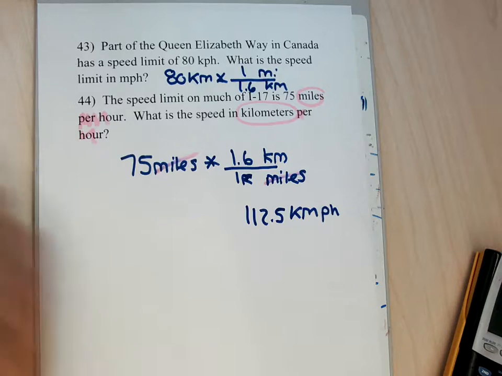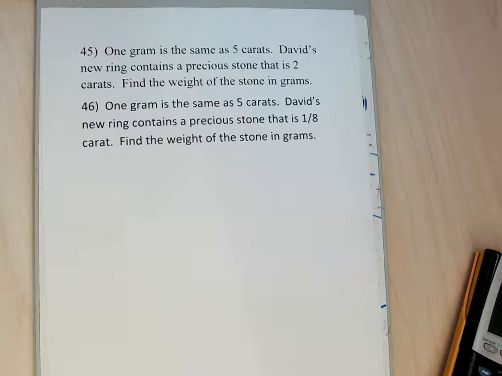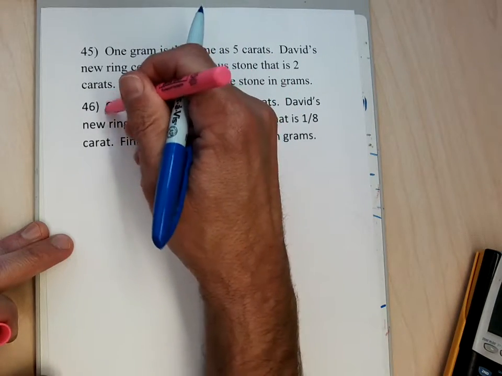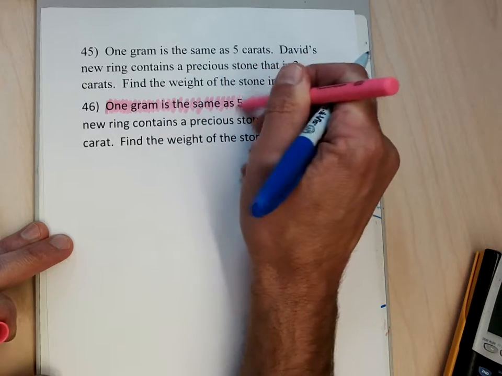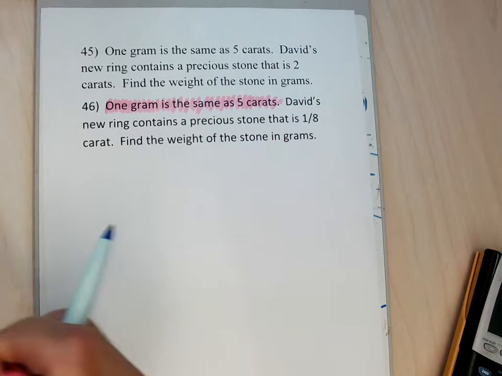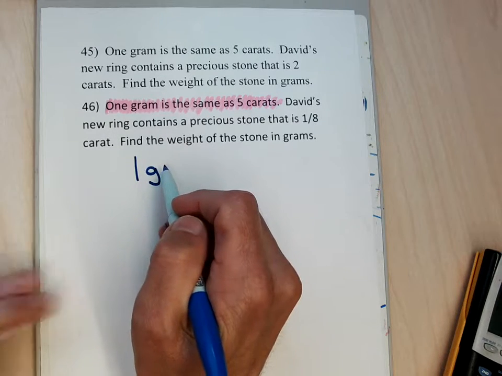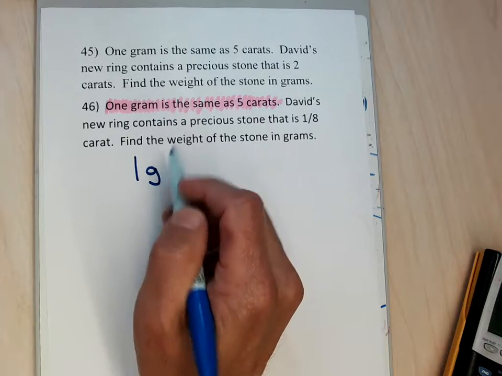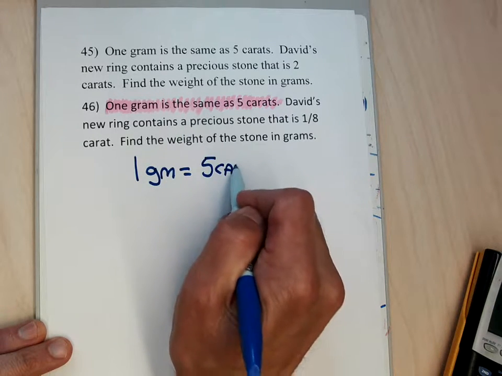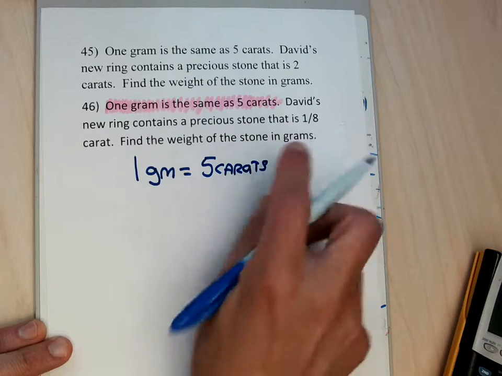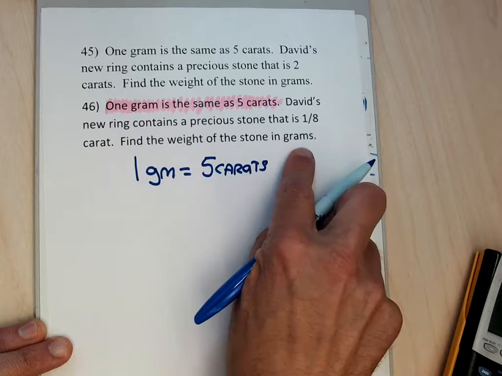One last problem to do, and it's a little bit sneaky. It's because it doesn't have the number written. It has a written number, and that's going to mess me up. This first sentence in my problem 46 and in your problem 45 says this, that 1 gram equals 5 carats. And then it said David's new ring contains a precious stone that's 1/8 of a carat. Find the weight of the stone in grams.